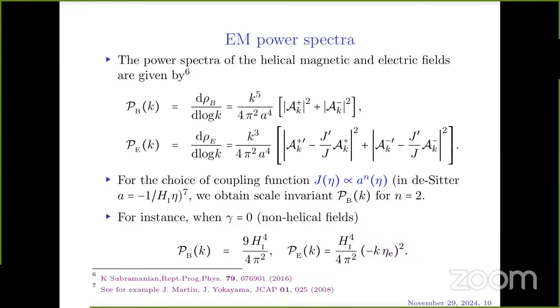So here is one example. If my gamma is 0, that is, if I turn off the parity violation, I see that the strength of the magnetic field is scale invariant, because H is a constant during inflation for de Sitter inflation, and the electric spectrum behaves as k squared eta squared. Now, one thing that may come to mind is: if this is at the end of inflation, how do you obtain the present day strength?